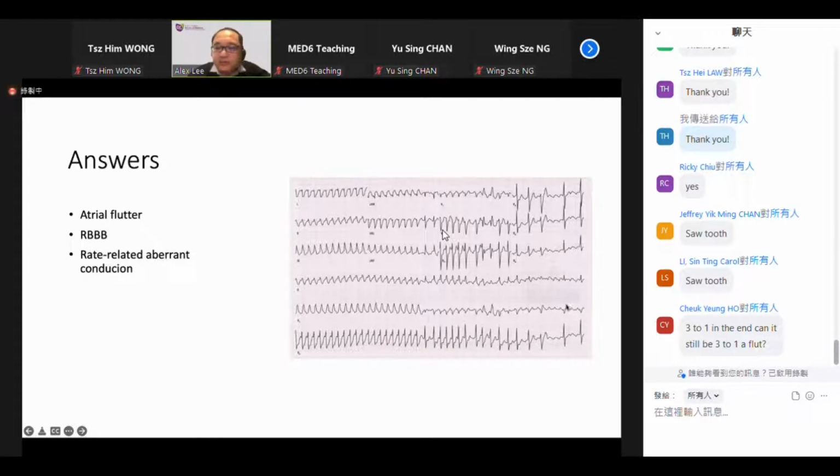I think it's a good observation, but because the management of atrial tachycardia and atrial flutter in the acute setting is the same, if you say it is flutter or atrial tachycardia, I will give you equal marks.